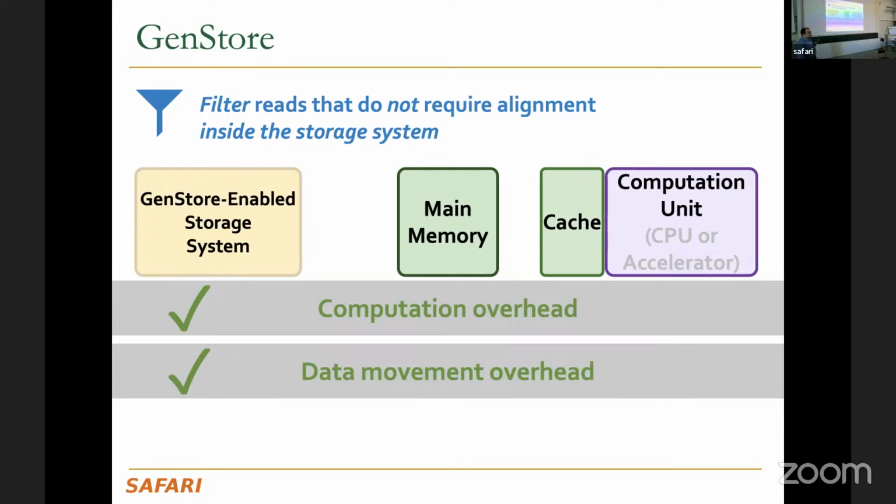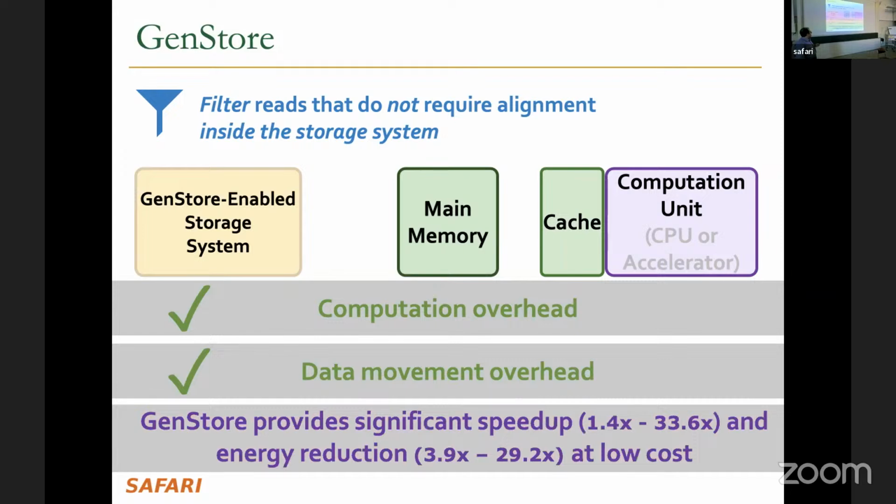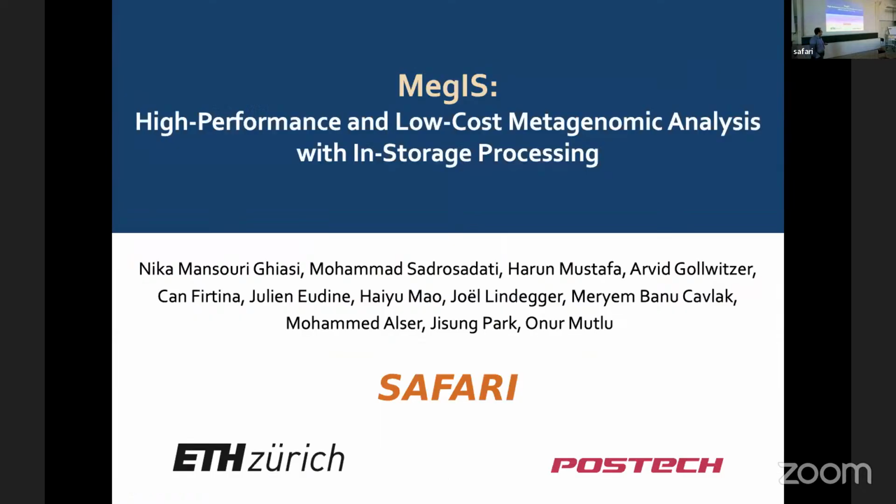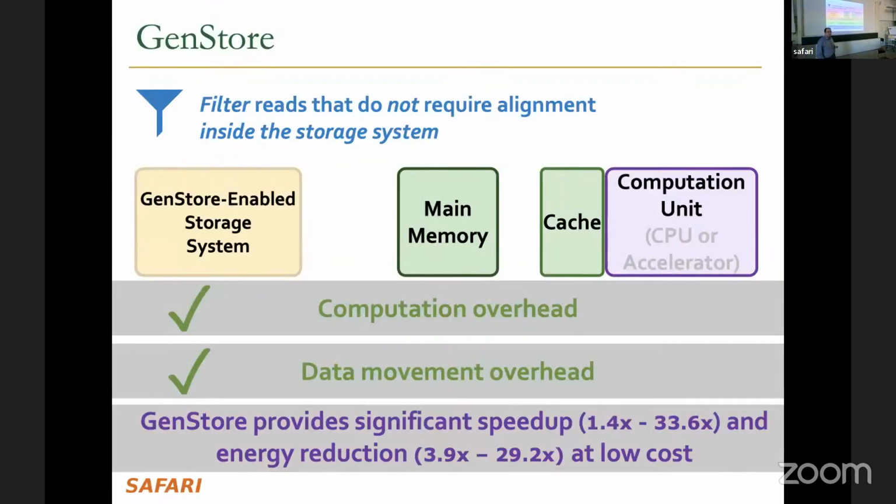So we really significantly reduce data movement overhead. And GenStore provides significant speedup between 1.4 times to 33.6 times, and energy reduction at low cost. Any questions about GenStore?